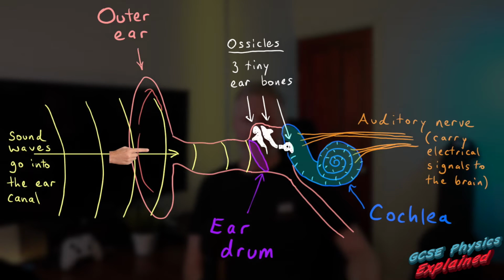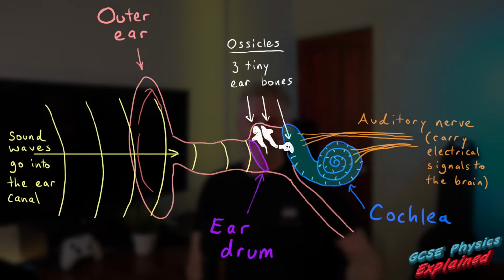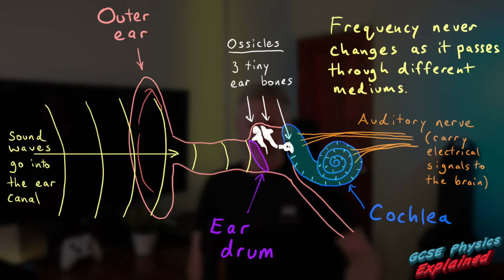Sound vibrations are funneled into the ear canal by the outer ear, which is the part of the ear on the side of your head that you can see. Once the sound is inside the ear canal, the sound vibrations hit the eardrum and cause it to vibrate at the same frequency. It's important to know that the frequency never changes as it passes through the different mediums or the different parts of the ear. That's great because it means you always hear a good reproduction of the original sound. It would be no good if the parts of the ear changed the sound that you were trying to listen to.